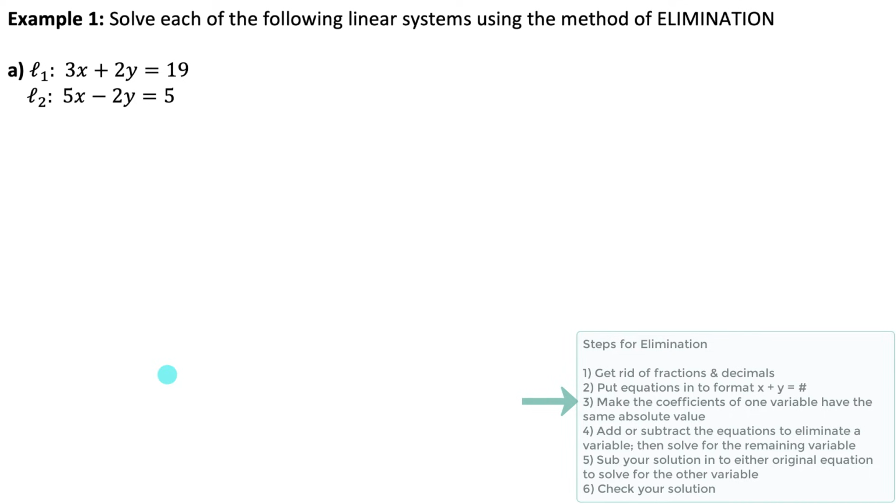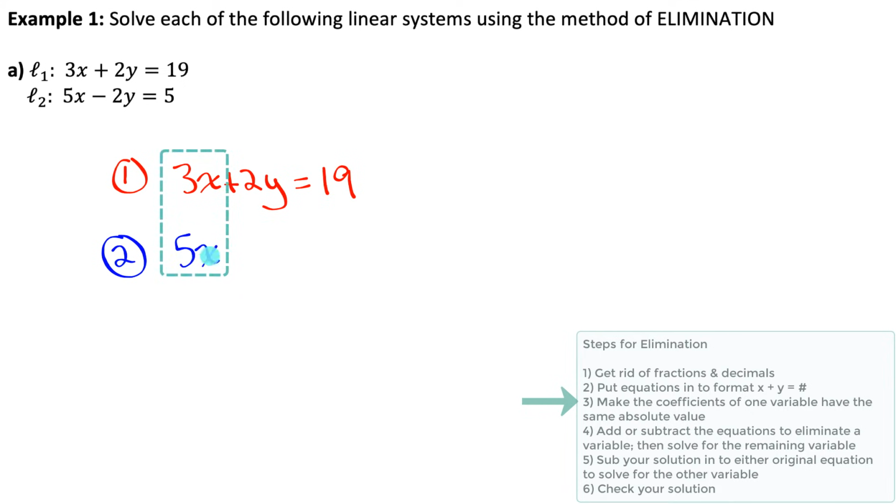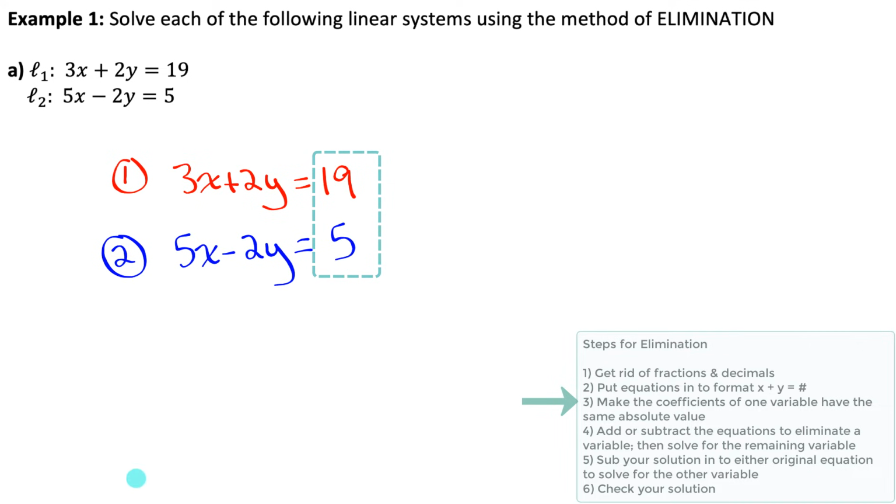So what I'm going to do is rewrite these 2 equations stacked on top of each other with their like terms lined up. So I'll rewrite equation 1. And beneath it, I'm going to rewrite equation 2, making sure that the like terms are lined up in columns. So I have the x terms in a column here. I have the y terms in a column here. And I have the constant terms on the other side of the equal sign in a column as well.